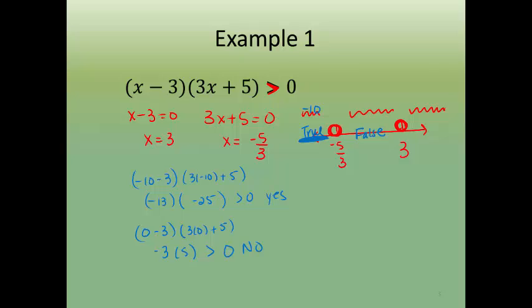Now let's choose another value over here. Maybe I'll choose a positive 5 to test. So if I substitute in a positive 5, I get 5 minus 3, which is 2, times 3 times 5 plus 5, which is 20. So 2 times 20 is greater than 0. So that answer is yes, and this is true.